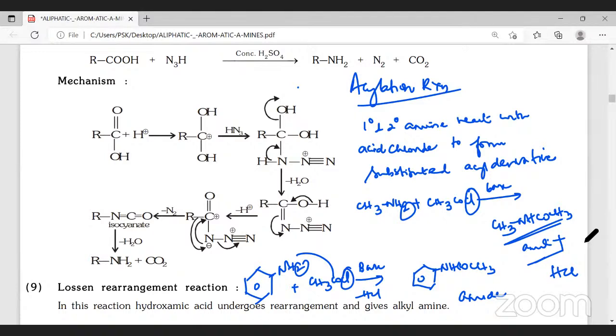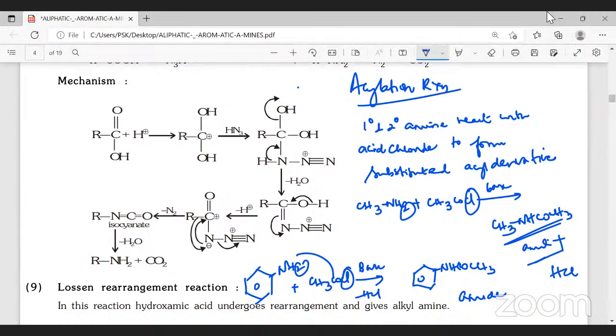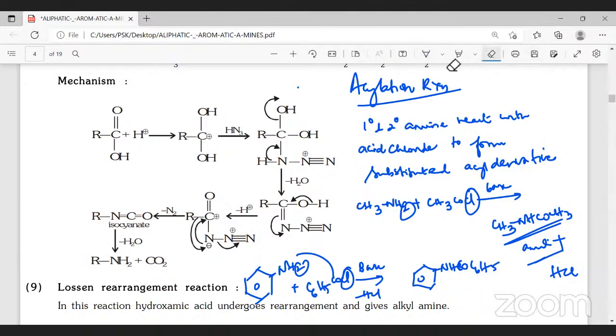Now, in the Schotten-Baumann reaction, instead of using acetyl chloride, we can use benzoyl chloride. What is benzoyl chloride? Now, instead of the CH3, if we use C6H5COCl, it's called benzoyl chloride. So here you will get C6H5. H and Cl get eliminated. In place of H, C6H5CO goes. This named reaction is called the Schotten-Baumann reaction.